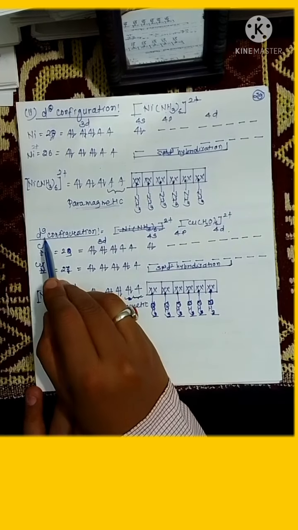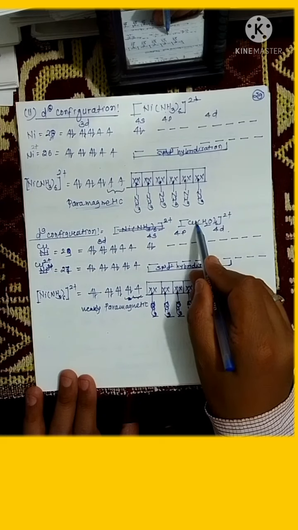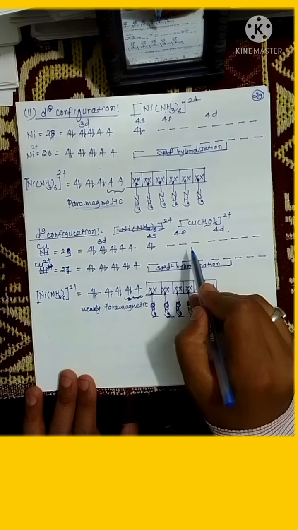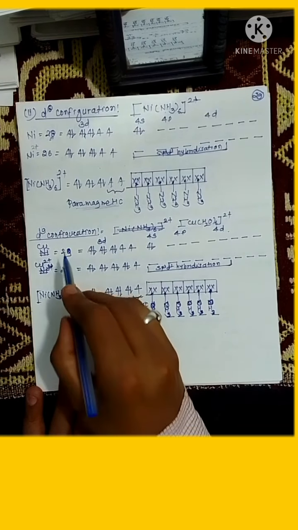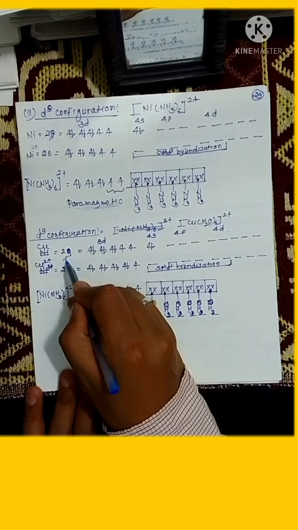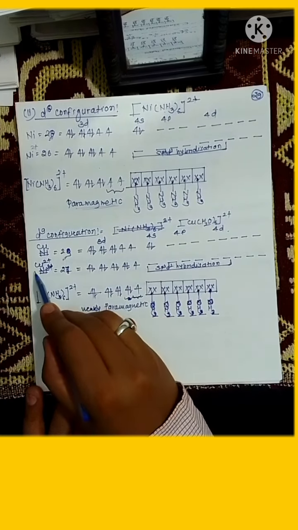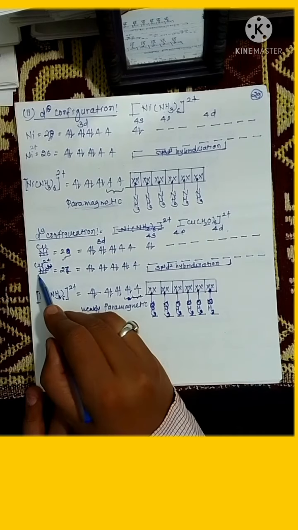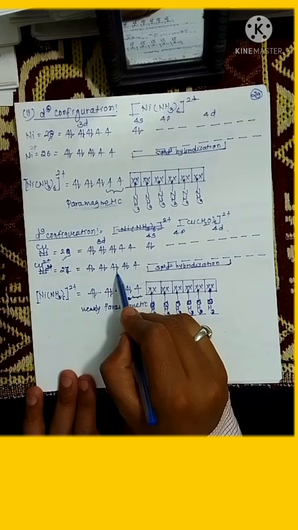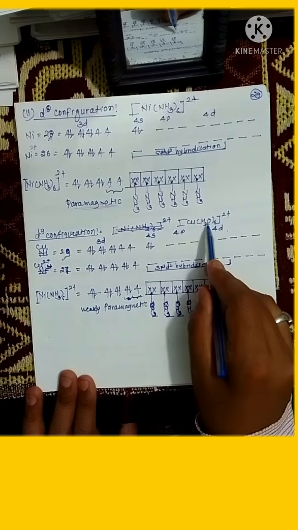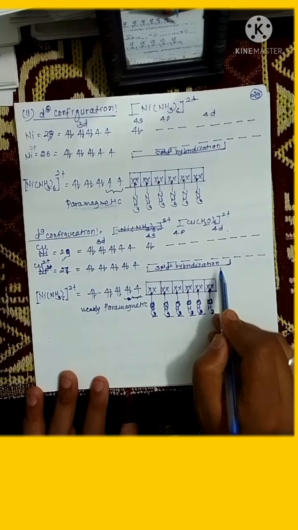Now we are going to see d9 configuration. Example is [Cu(H2O)6]2+. Atomic number of copper is 29. So electronic configuration is written 3d10 4s1. In this complex, copper is present in the 2+ state. Electronic configuration is written as 3d9. Since water is a weak ligand, sp3d2 type of hybridization is favored.